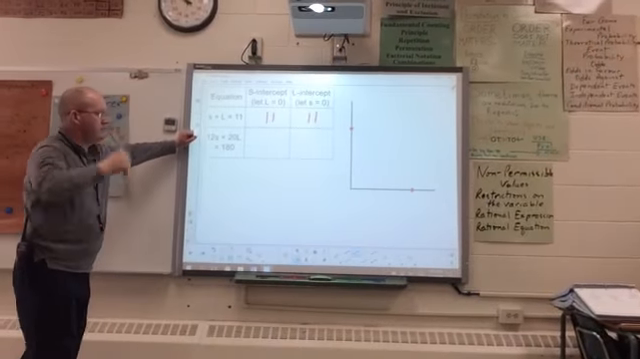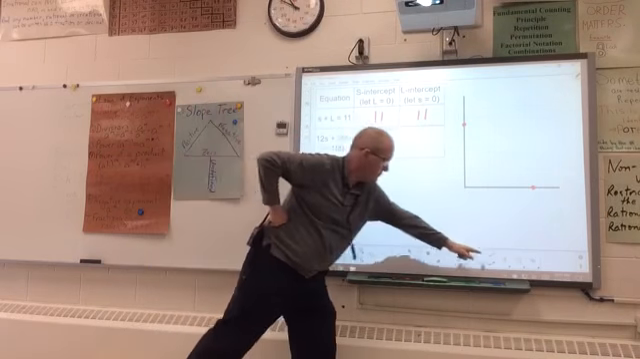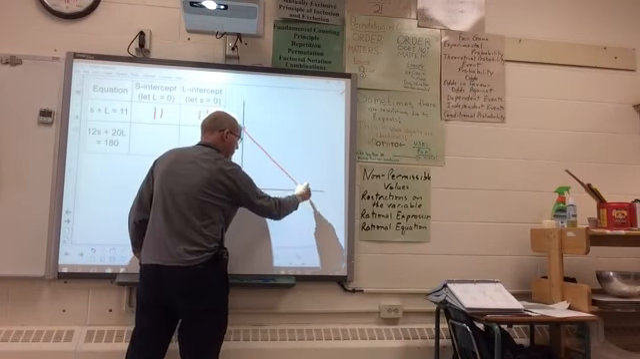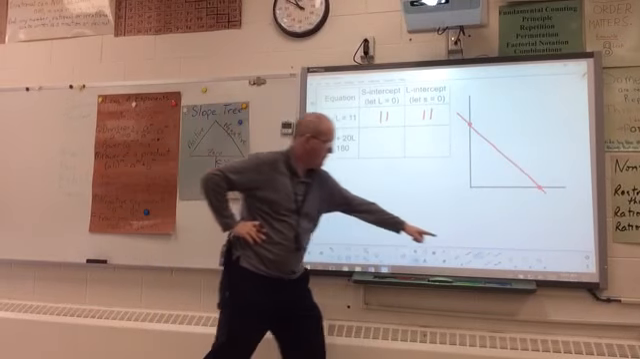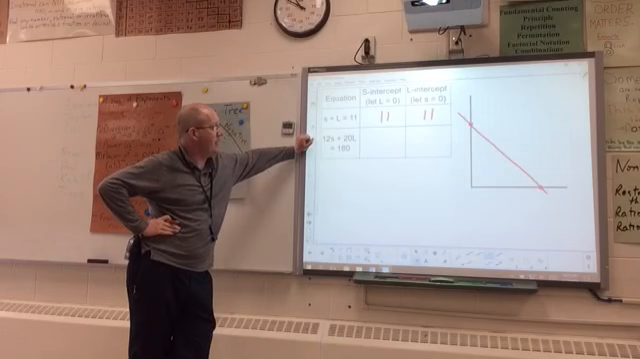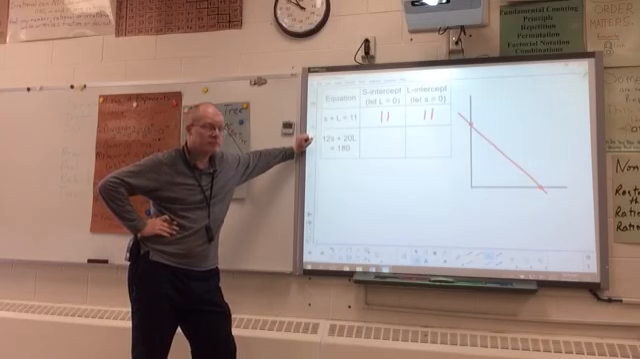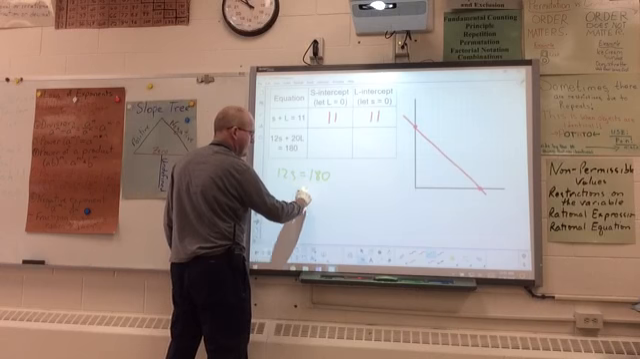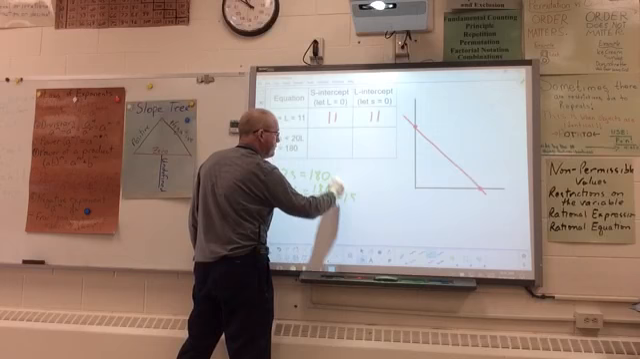Now, the other one's a little harder. 12S plus 20L equals 180. Now, the S-intercept. What is the S-intercept here? Well, you have to do 180. 12S is 180, so S is 180 over 12, which is 15.